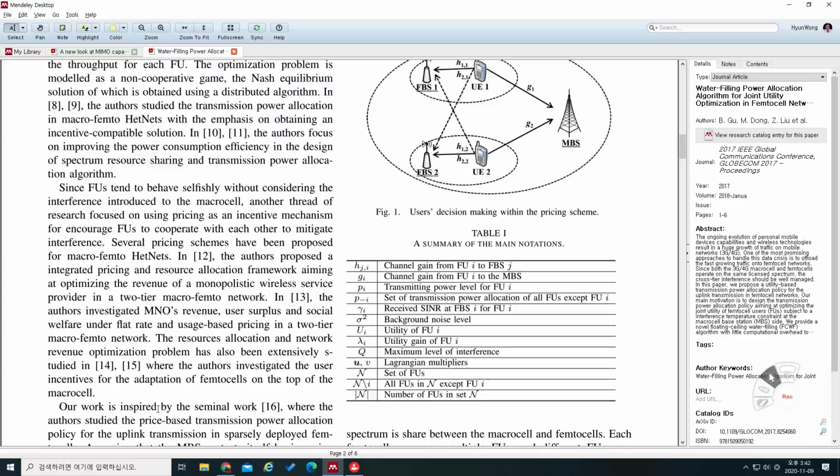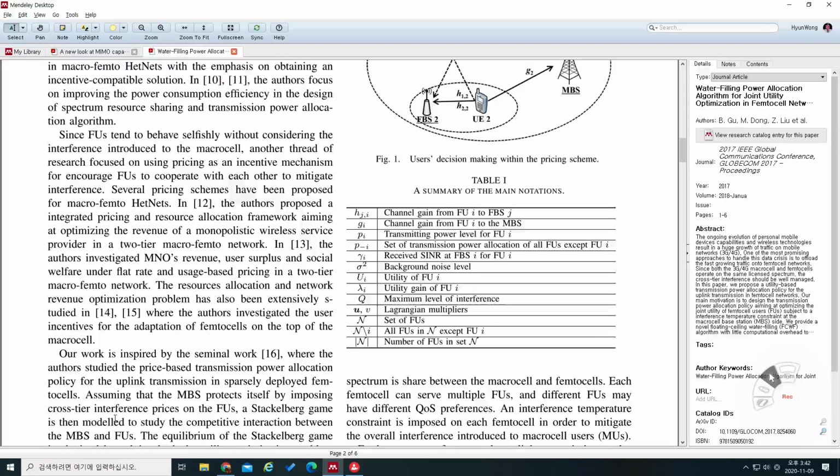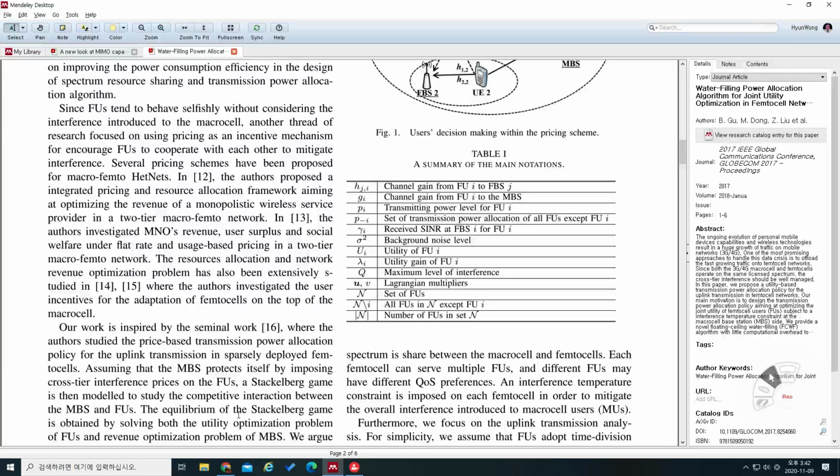Our work is inspired by the prior work [16], where the authors studied the price-based transmission power allocation policy for uplink transmission in sparsely deployed femtocells, assuming that the MBS protects itself by imposing cross-tier interference prices on the FEUs. A Stackelberg game is then modeled to study the hierarchical interaction between the MBS and FEUs. The equilibrium of the Stackelberg game is obtained by solving both a utility optimization problem for the FEUs and a revenue optimization problem for the MBS.